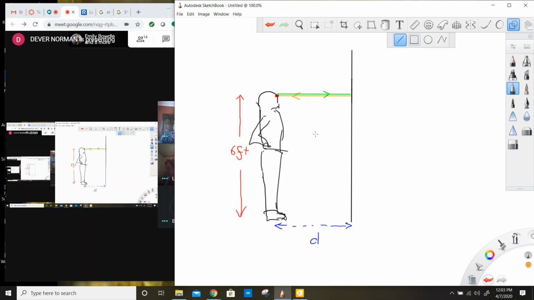Just directly to the mirror and back. No problem, right? Okay. What about the ones from your feet? Where do they go? If they go here, they'll miss your eyes entirely, right? So where would they strike in order to make sure that the law of reflection is obeyed?